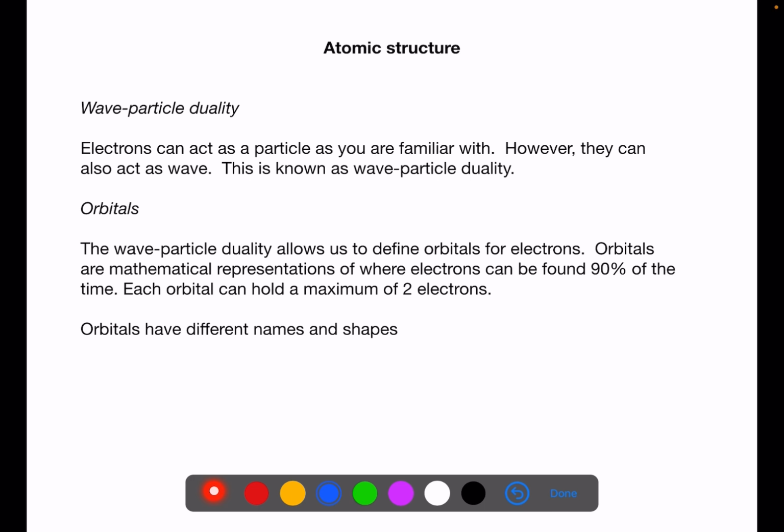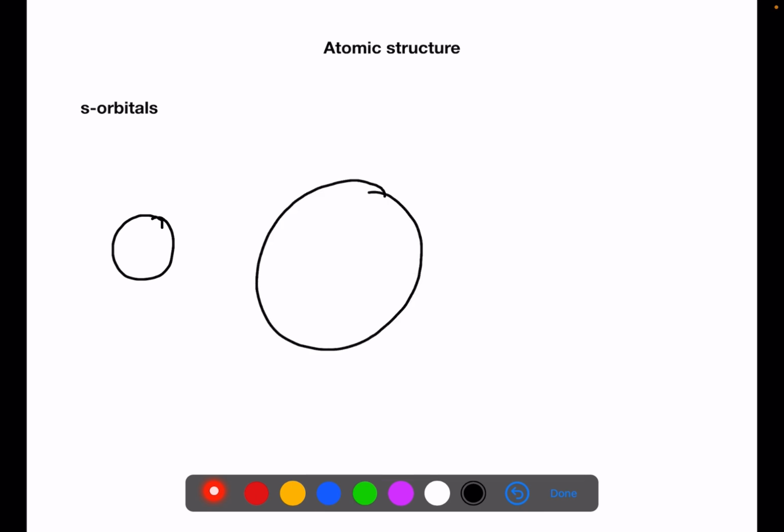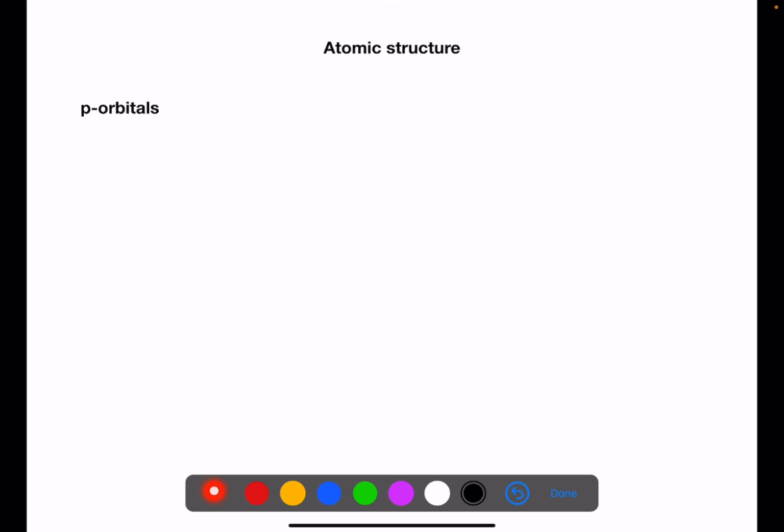Each of the orbitals has a different name and shape. Let's have a look at them in turn. S orbitals are spheres. In the first shell we have an S orbital, in the second shell we have an S orbital and it's bigger, and in the third shell we have an S orbital and it's bigger. They are just spheres. Once we move up to the second shell, we also have p orbitals.